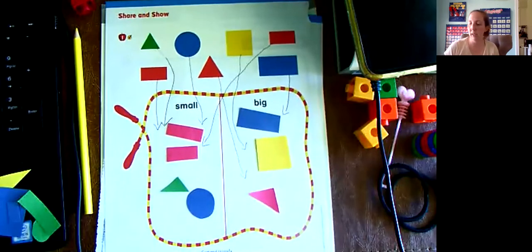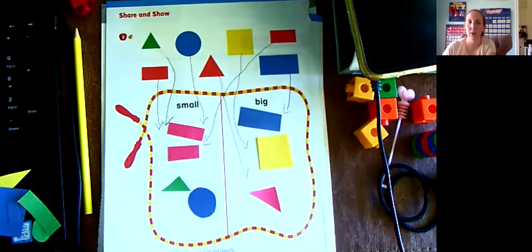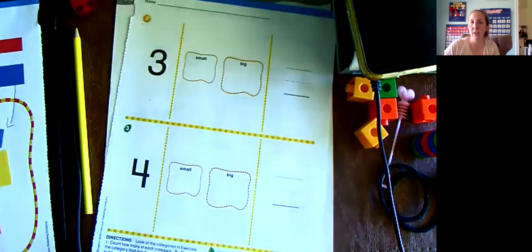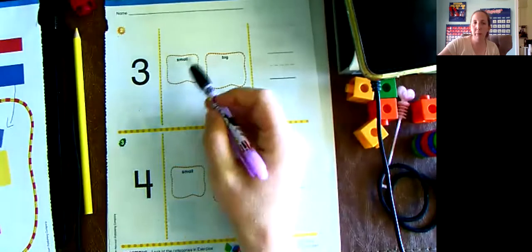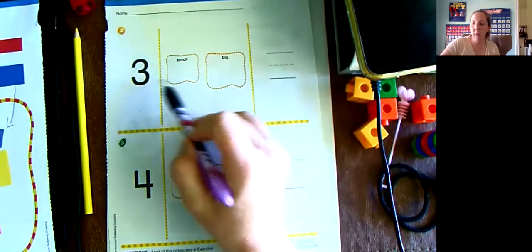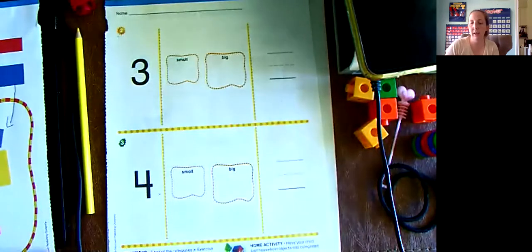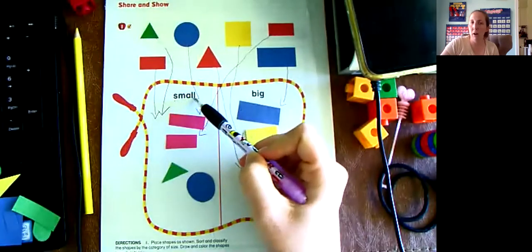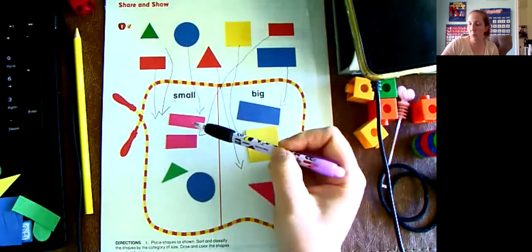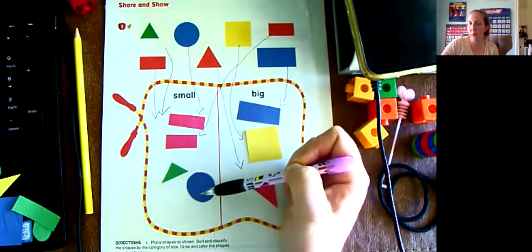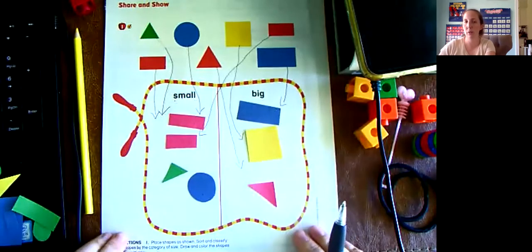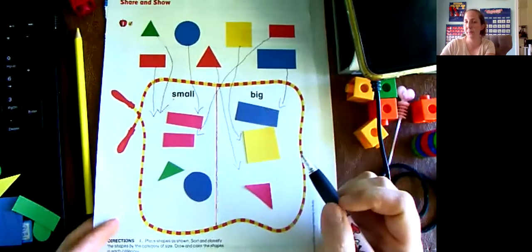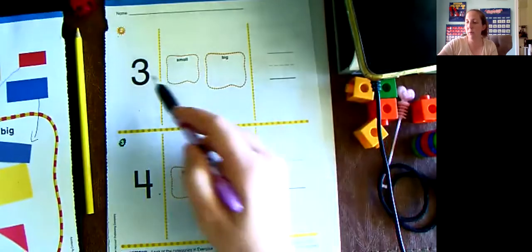It's kind of confusing, but at least you can show that you sorted them. Okay. So now on this page, we need to remember which group had three and which group had four. So let's count them. The small side had 1, 2, 3, 4. And the big side had 1, 2, 3. So big was the one with three.